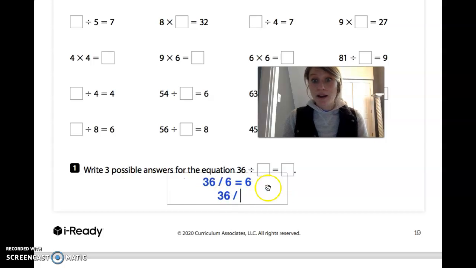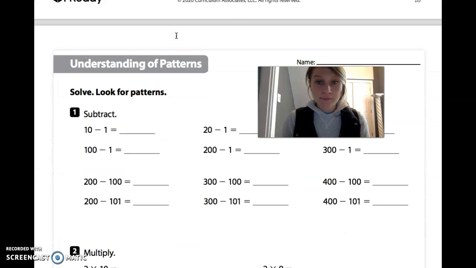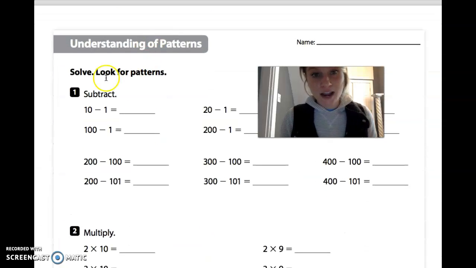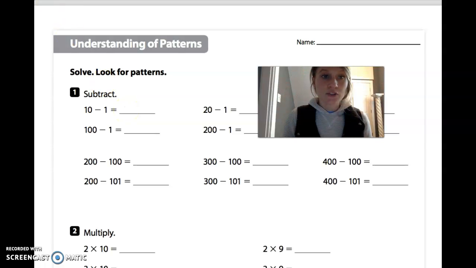36 divided by what? What did we see? Go back to your chart and look. So you need to do 3 ways there. Okay, keep going down. Now I think this page is kind of fun. This one you're looking for patterns. Kind of quick. 10 minus 1. 10, take away 1, leaves you with 9.